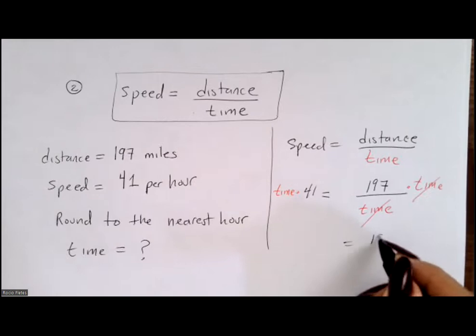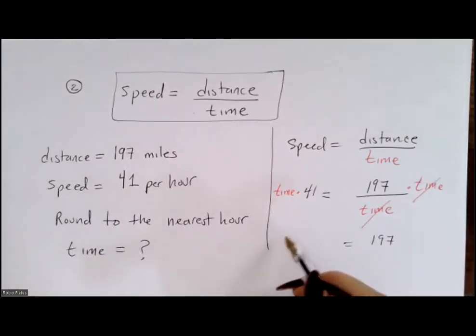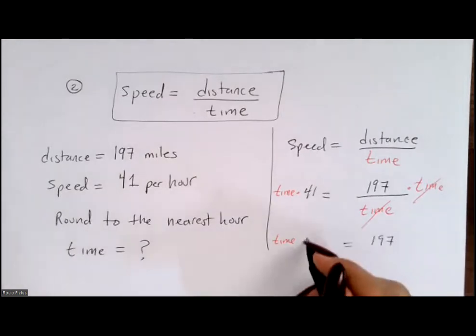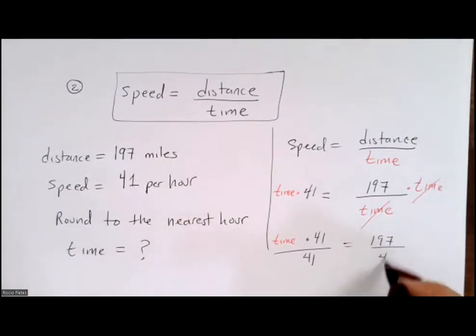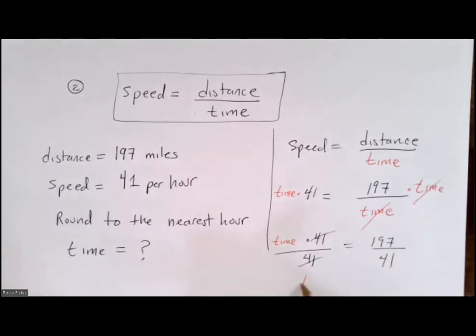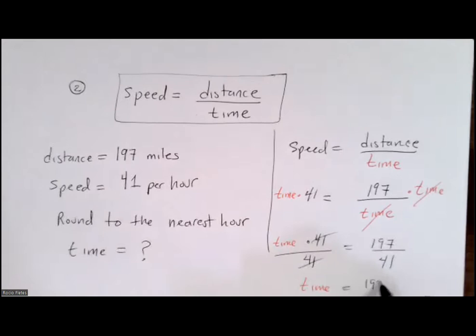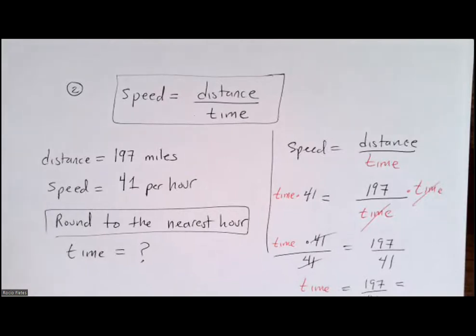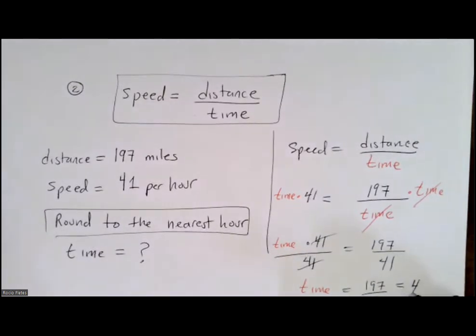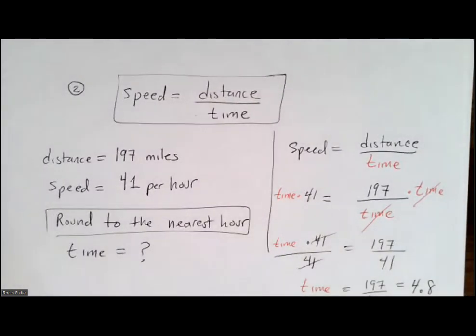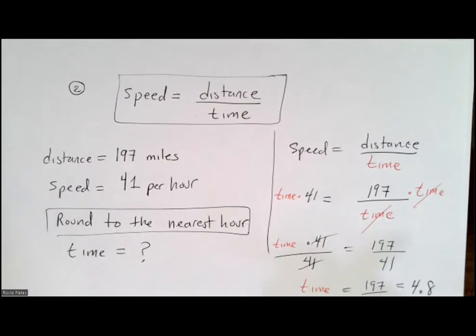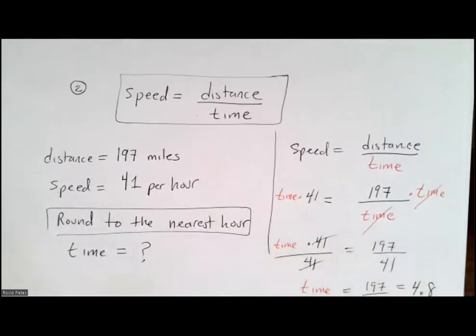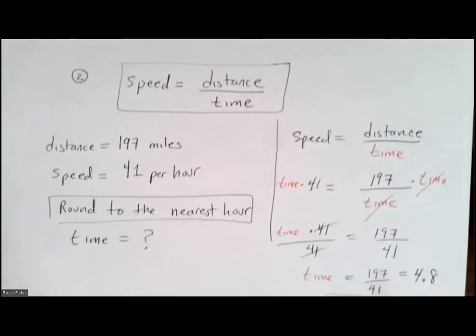And then we have 197, and then we have time here times 41. Well, then divide both sides by 41, so you can get rid of the 41. And then time equals 197 divided by 41. And remember to round to the nearest hour, right? And so we get 197 divided by 41, and we get 4.8 something. So about 5 hours, because we have to round to the nearest hour. So 5 hours. Now this is if I solve the problem with the given numbers, right?